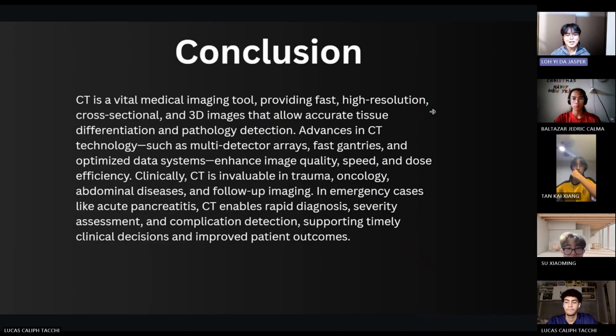In summary, CT imaging is a vital tool in modern healthcare, providing fast, high resolution images that support accurate diagnosis and treatment. Advances in CT technology have made scans quicker, more precise, and safer. Because CT images are critical for clinical decision making, ensuring accuracy, security, and availability is essential for safe and reliable patient care.